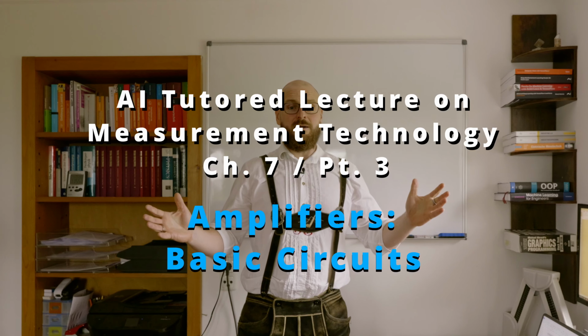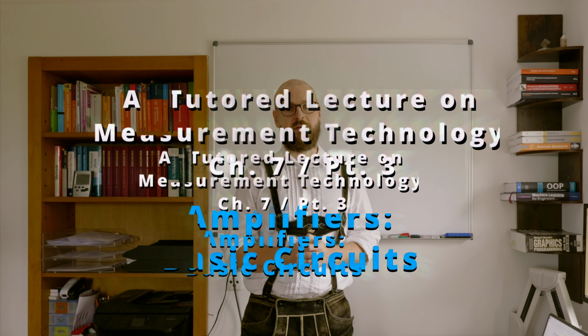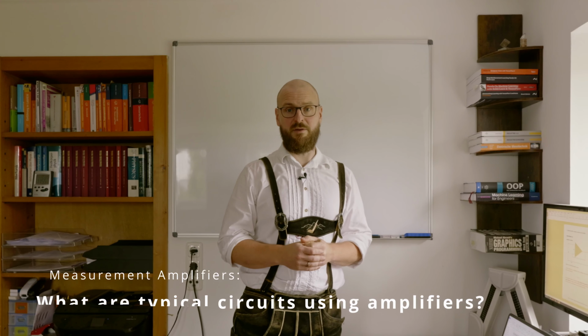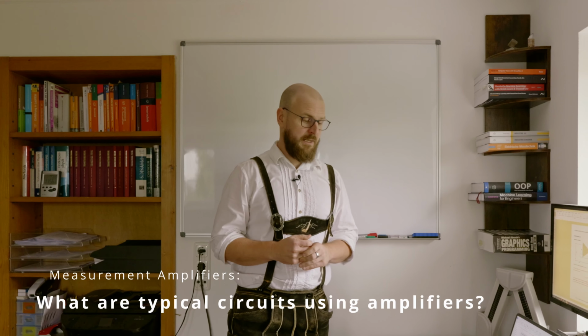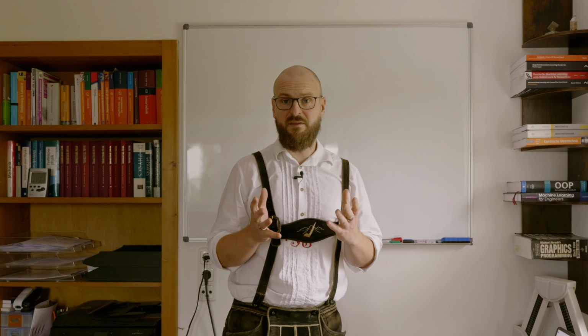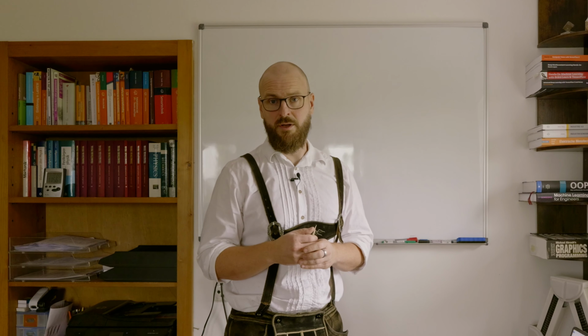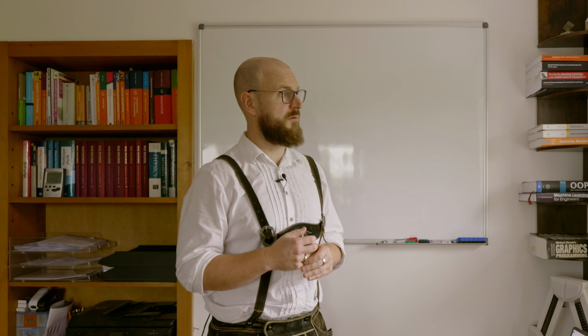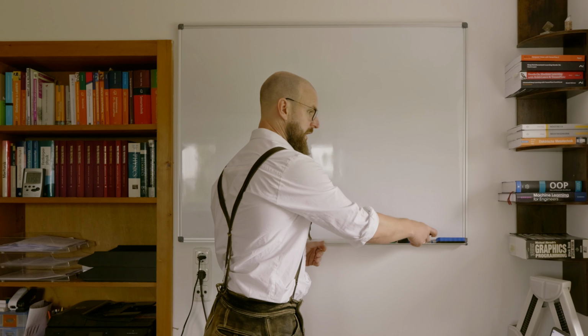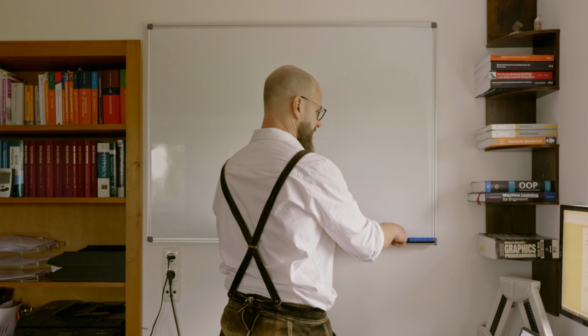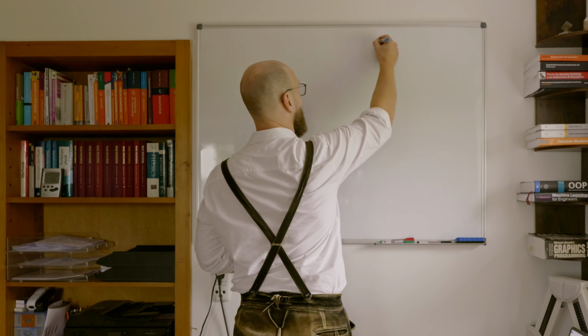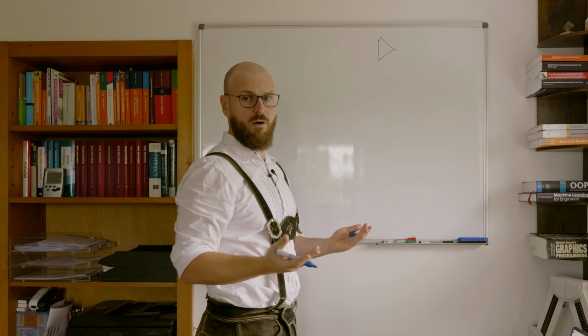Okay guys, let's talk some more about operational amplifiers, about measurement amplifiers, as we did before in the last two parts. Today I'm going to talk about some specific electrical circuits often used within or with operational amplifiers. The first circuit I want to talk about is the impedance converter, which is a very simple one and at the same time a very important one.